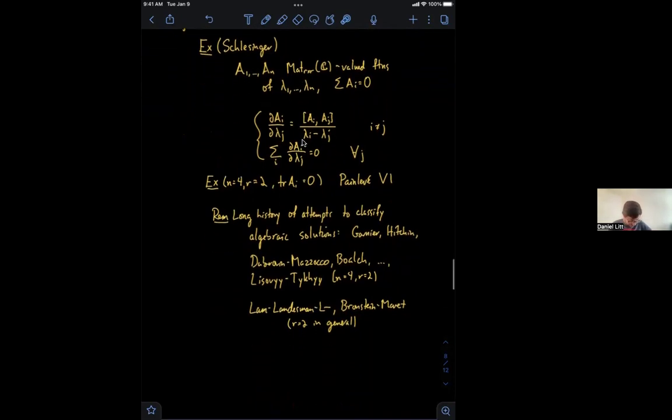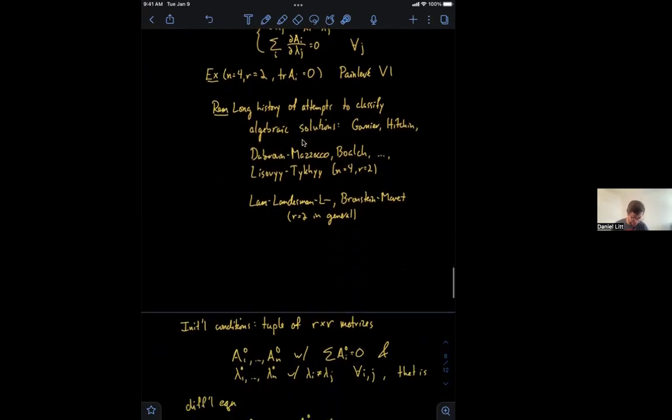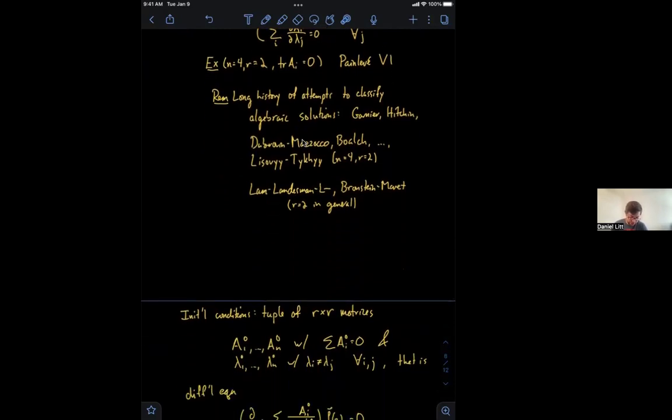Okay. Great. So I want to tell you first a result about this specific nonlinear differential equation, and then I'll tell you the more general result it's a special case of. So what does an initial condition look like? Well, an initial condition is a tuple of R by R matrices, so I'll call them A_1^0 through A_n^0, whose sum is 0, and then a bunch of complex numbers which aren't equal to each other.